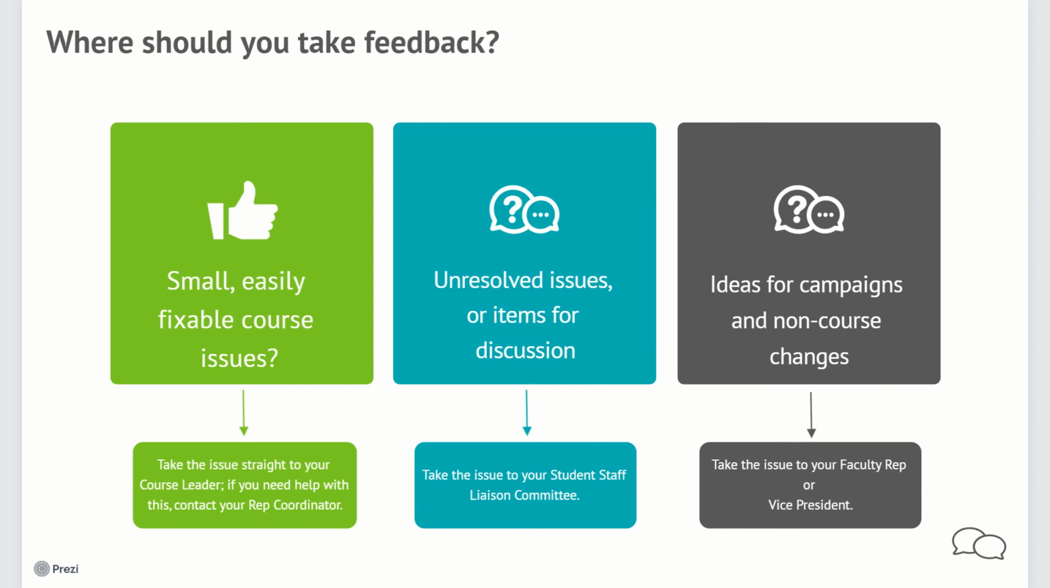If you have a persistent issue or larger items for discussion that fall outside of your course, such as facility issues, like the one-way system, technology issues, library issues, anything else, this is something you want to take to your Student Staff Liaison Committee, or SSLC. If you have an idea for a campaign, an idea for change outside of the classroom, you want to take that issue to your faculty rep or vice president. Alternatively, you can speak to your rep coordinator if you're unsure.